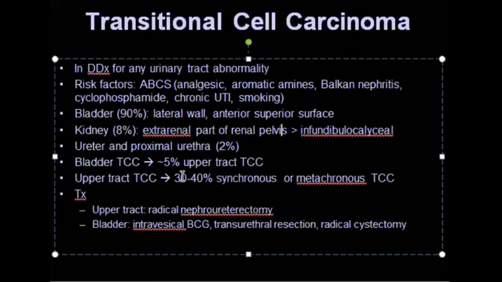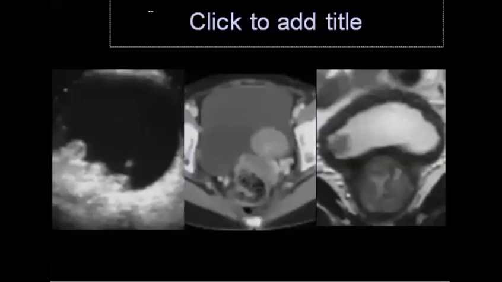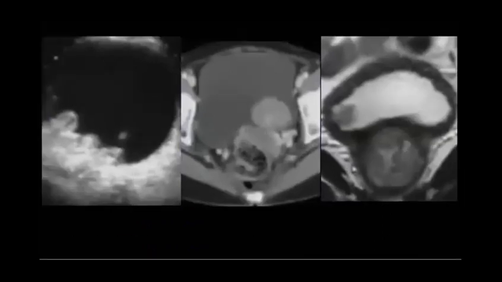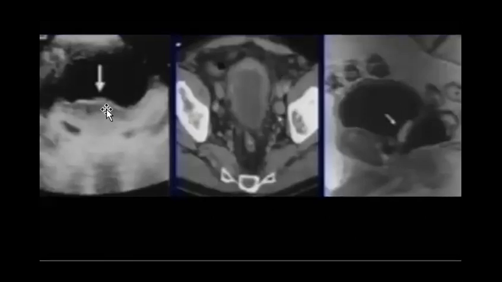Okay, and we mentioned this type last session, which is synchronous or metachronous. That's why when you find one transitional cell carcinoma, you should search for others. Do you agree? Okay. So, for example, here you find it in the bladder with a polypoidal appearance, and if you go here, you will find it with an infiltrative appearance.